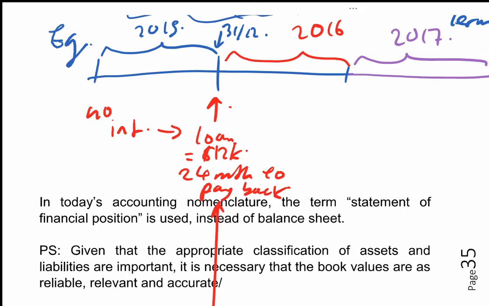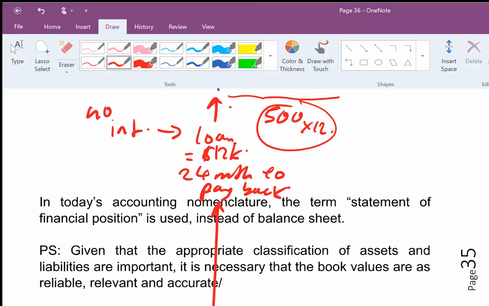Right, why? Let's observe. 12,000 you got 24 months, how much do you pay every month? So 12k over 24, that gives you 500. Do you believe me? 500 per month. Right. So for the following 12 months, how much will you be paying? 500 times 12 is considered current liability. $6,000.